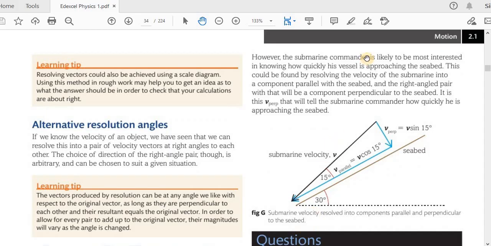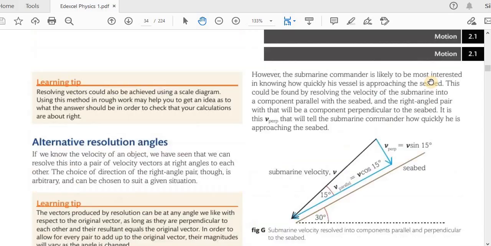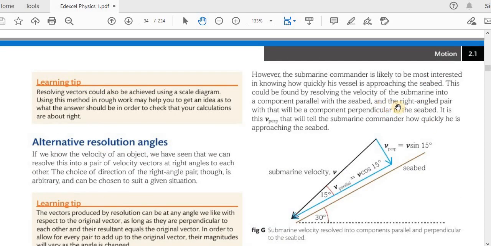Okay. However, the submarine commander is likely to be most interested in knowing how quickly his vessel is approaching the seabed. This could be found by resolving the velocity of the submarine into a component parallel with the seabed, see, along the seabed or parallel to the seabed, and the right angled pair that will be a component perpendicular to the seabed. So I told you, it will be resolved parallel to the plane, or also called along the plane, and perpendicular to the plane.